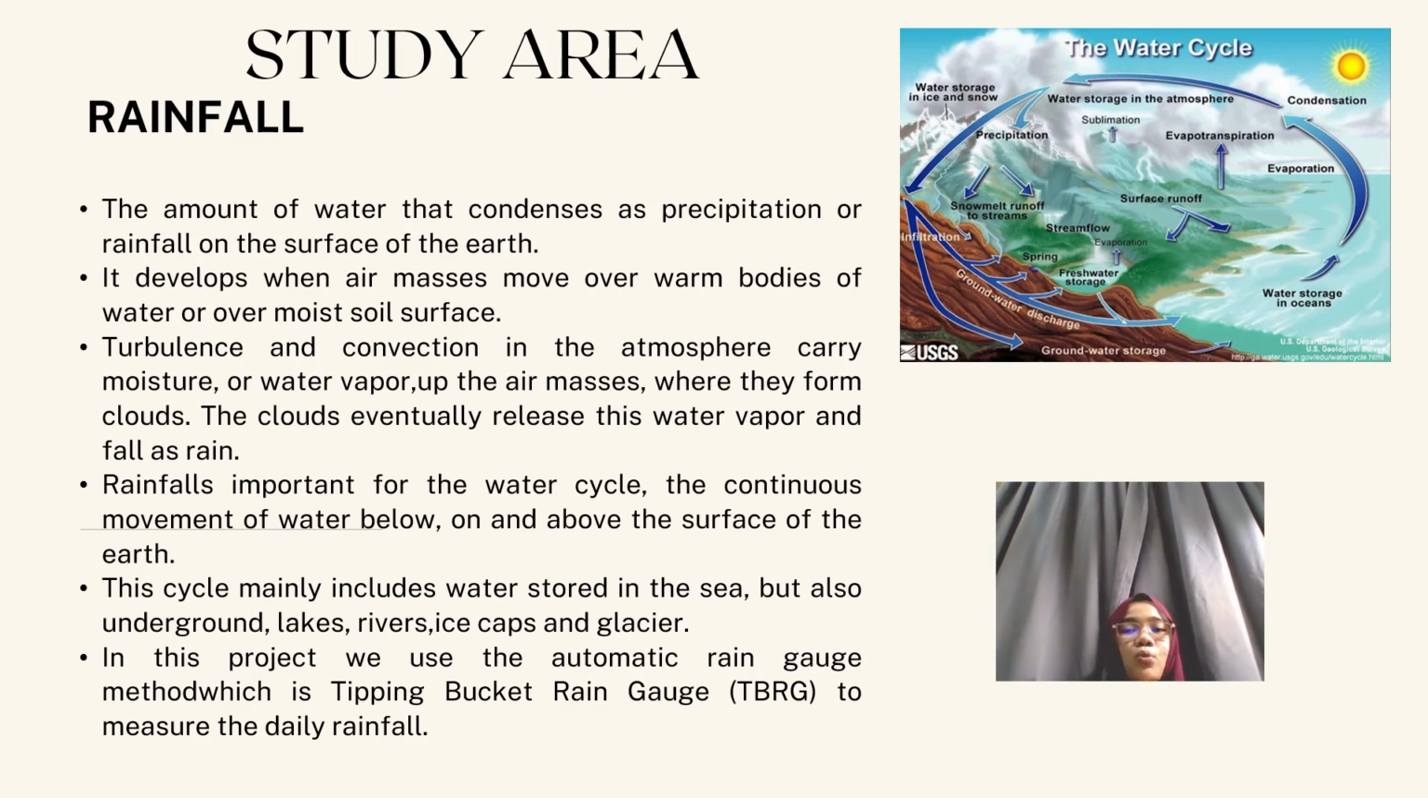Rainfall is important for the water cycle, the continuous movement of water below, on and above the surface of the earth. This cycle mainly includes water stored in the sea, but also underground, lakes, rivers, ice caps, and glaciers. In this project, we use the automated rain gauge method, which is tipping bucket rain gauge (TBRG), to measure the daily rainfall.